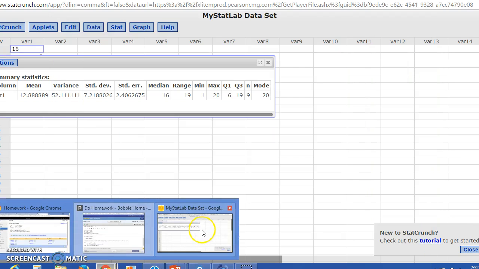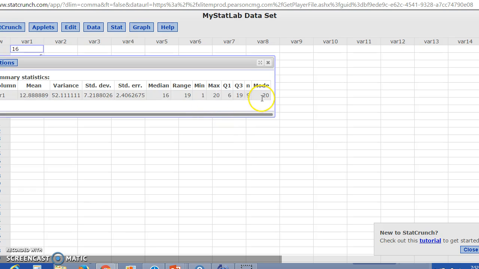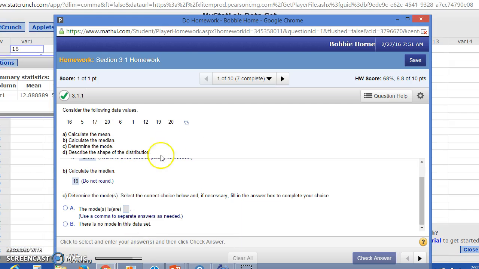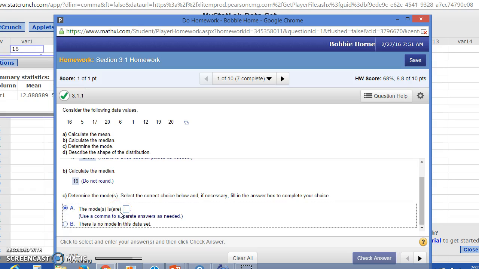And for our value, you can look and see the mode is 20. Let's look at that. 20 is the only number that repeats. So the mode is 20.